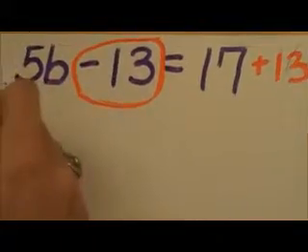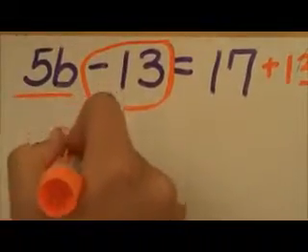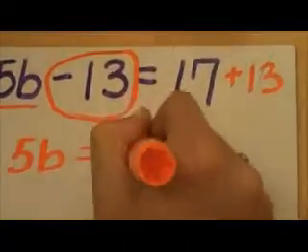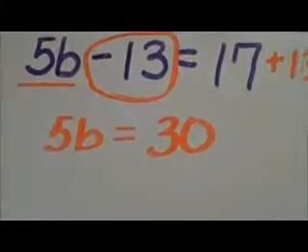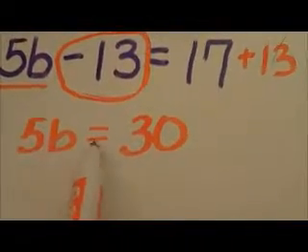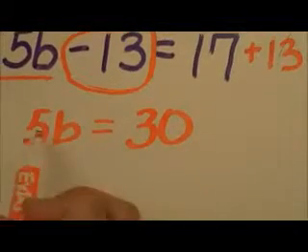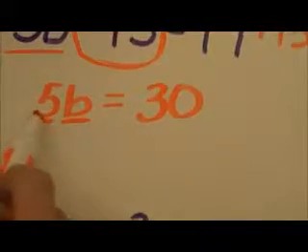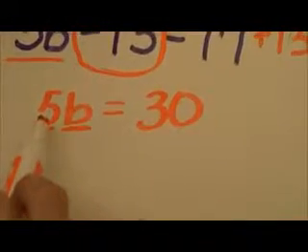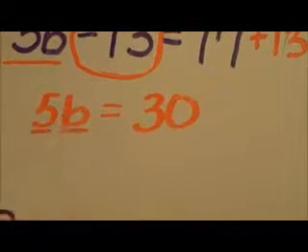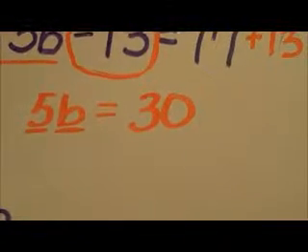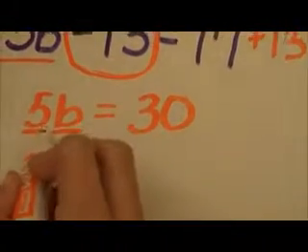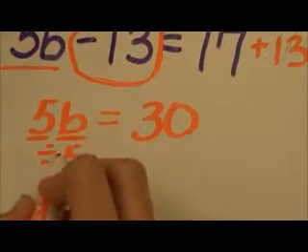That's going to leave me over on the left-hand side with 5b. And then over on the right-hand side, if I add 17 and 13, I get 30. Okay? 5b equals 30. Now I still have a number and I have a letter. We're going to keep the b over here, but we have to get rid of this 5 and move it to the right side. Anytime you have a number next to a letter, you know that that means multiply. And thinking of your inverse operation, the opposite of multiply is divide. So we are going to divide by 5 on both sides.